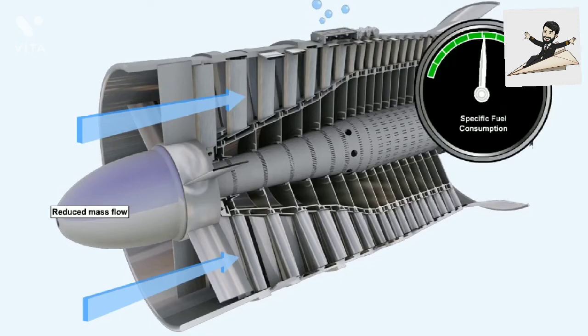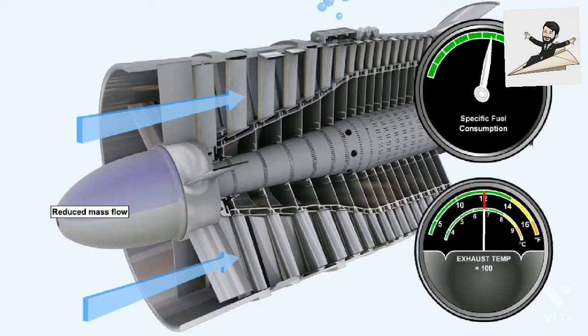A decrease in mass airflow through the engine will cause a drop in thrust for a given throttle position, which raises the engine's specific fuel consumption, or SFC. A decrease in mass airflow also raises the engine's exhaust gas temperature, because the amount of cooling air available in the combustion chambers will have decreased.